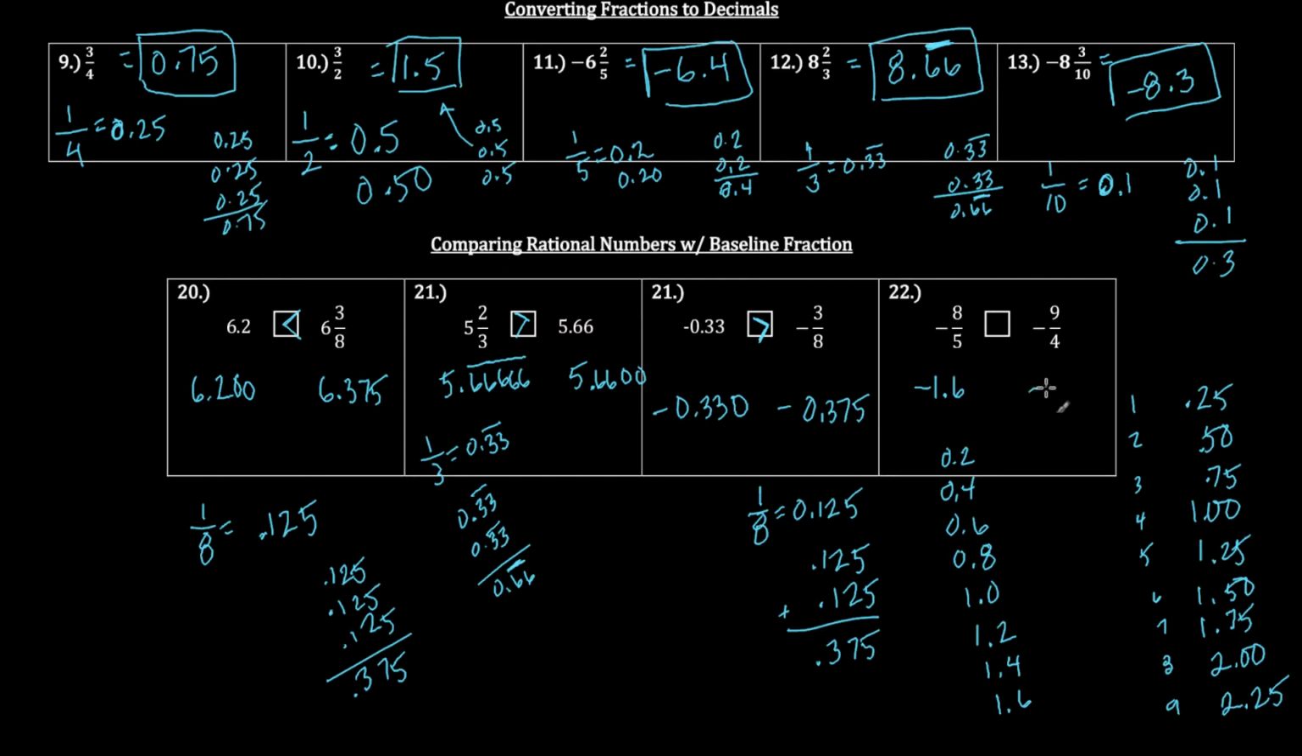So this is negative 2.25. So we don't even have to think too hard about this. Negative 1 and negative 2. This is the larger negative, which means it's less. That means that one is more. The one on the left is more. So negative 8/5 is larger than negative 9/4.